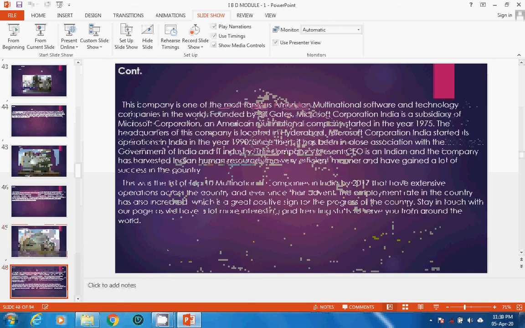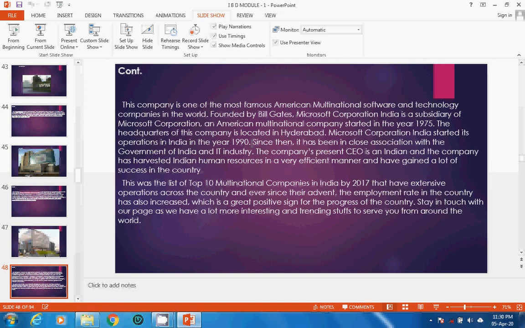Microsoft. This company is one of the most famous American multinational software and technology companies in the world, founded by Bill Gates. Microsoft Corporation India is a subsidiary of Microsoft Corporation, an American multinational company started in the year 1975. The headquarters of this company is located in Hyderabad. Microsoft Corporation India started its operations in India in the year 1990. Since then, it has been in close association with the Government of India and the IT industry. The company's present CEO is an Indian, and the company has harnessed Indian HR in a very efficient manner and gained a lot of success in our country.